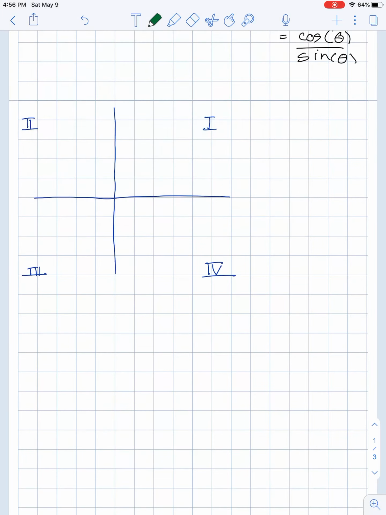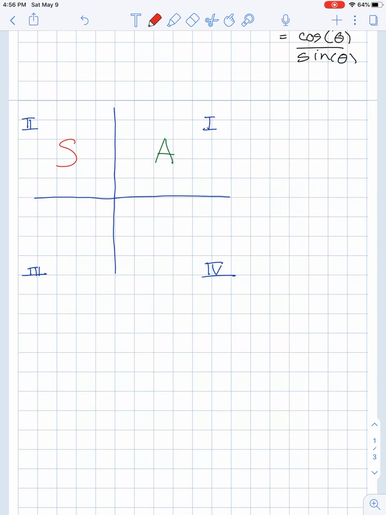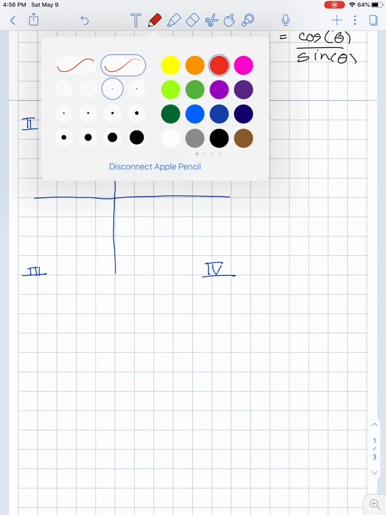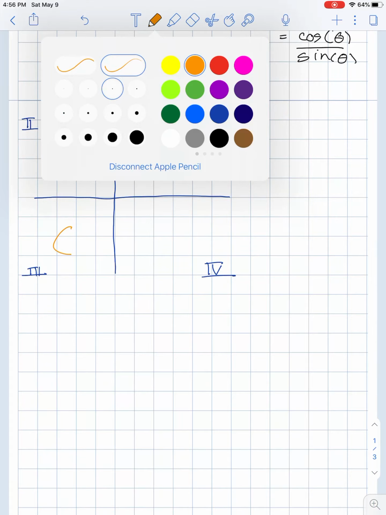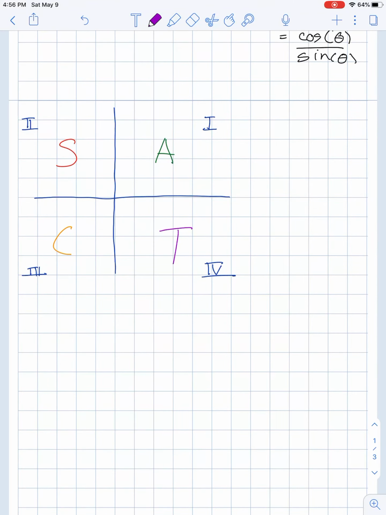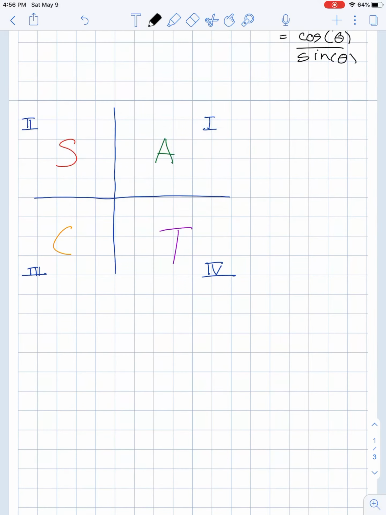Now the way that I learned it is that they're all positive in the first one. So sine, cosine, and tangent are positive in the first quadrant. Sine is positive here. Cosine is positive here. And tangent is positive in the fourth quadrant.